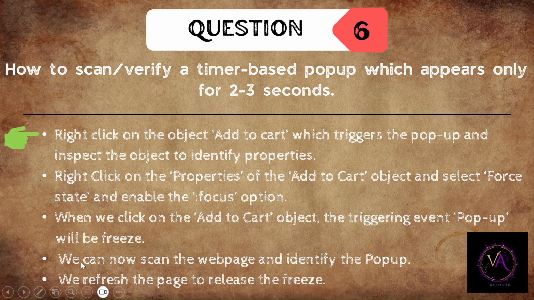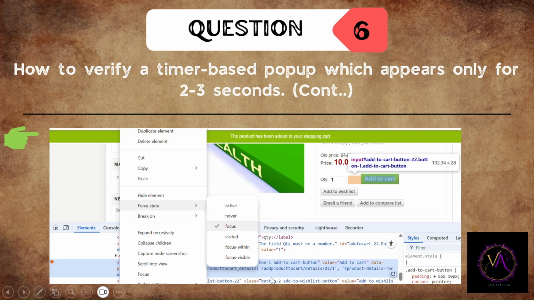Now go up and right click on the properties of the add to cart object. Whatever properties we have got here, we simply right click on those properties. As of now, there is no pop-up here. I have not clicked on it. This is before clicking on this. So you have identified the add to cart object here. You right click on this add to cart and you find inspect, and when you inspect you'll get the properties. Now for these properties, you right click on it and you go to force state. You see there is an option called force state.